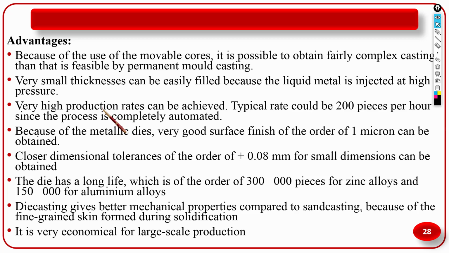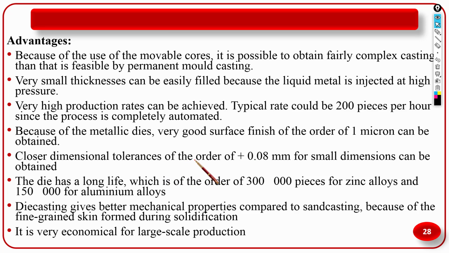High production rates, I told that because of automation which is possible. And the second thing is hot chamber die casting can be used in case of very low temperature materials. So the cycle time is very less, and due to that the production rate is very high. Because of the metallic dies, very good surface finish is formed, in the order of 1 micron. Very nice surface finish you will be getting. 1 micron is 10 to the minus 6 meter. Okay, so you can understand.